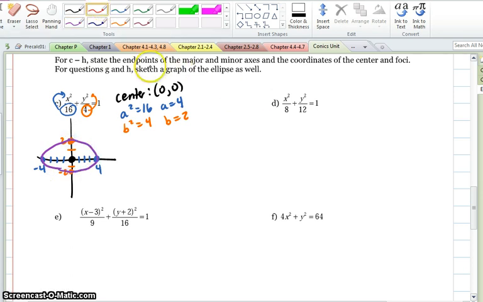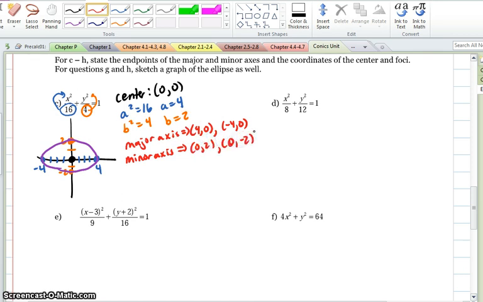Now they're going to want you to list the endpoints of the major and minor axes, as well as the corners to the center and the foci. We already did the center. Now the major axis, which is just where your major radii are, is going between 4, 0. So write these as coordinates, so 4, 0 and negative 4, 0. And your minor axis is going from 0, 2 to 0, negative 2.